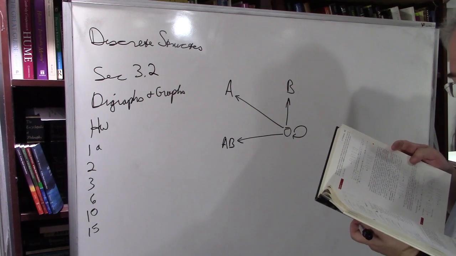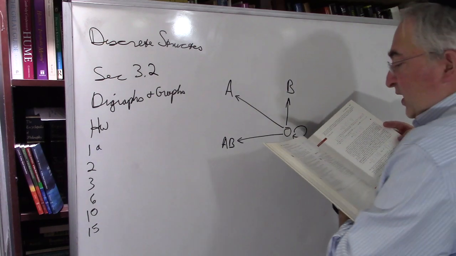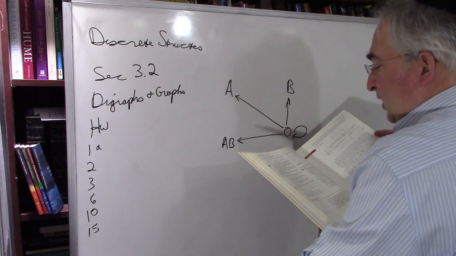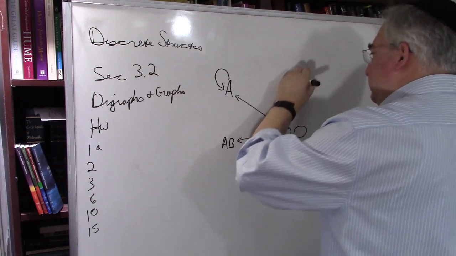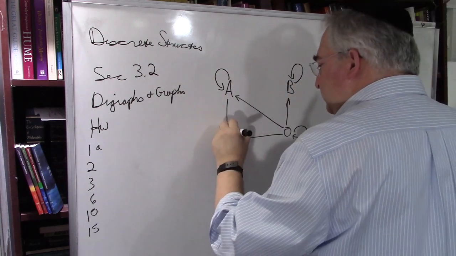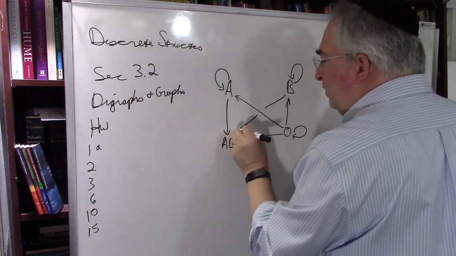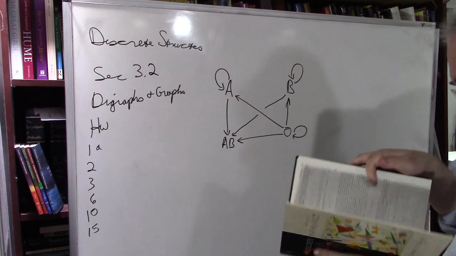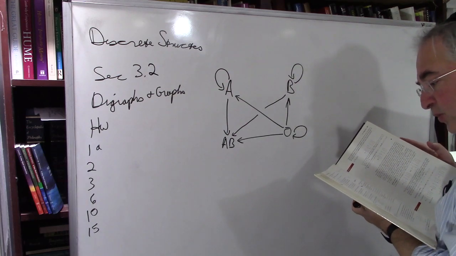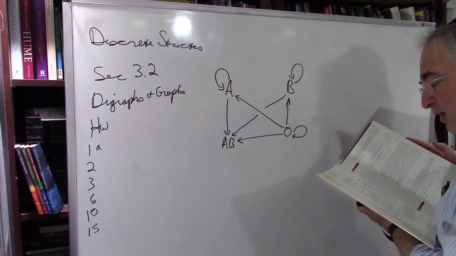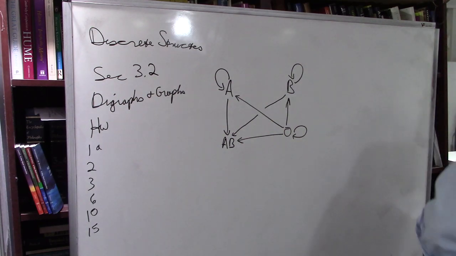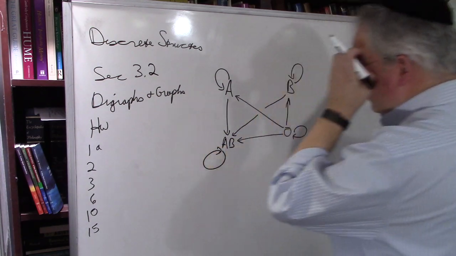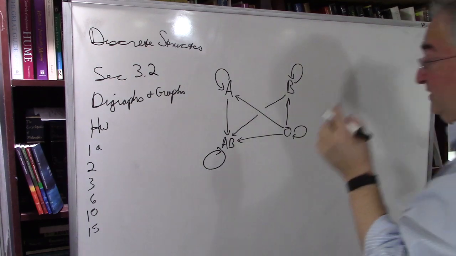Okay, next. Type O can donate to any of the four blood types. A and B can donate to AB as well as their own types. So A goes to A, B goes to B, A goes to AB, and B goes to AB. Okay, that's good. Next, this is just reading. But type AB can only donate to AB. So type AB can only go here. Okay, so that's it. That's the answer.